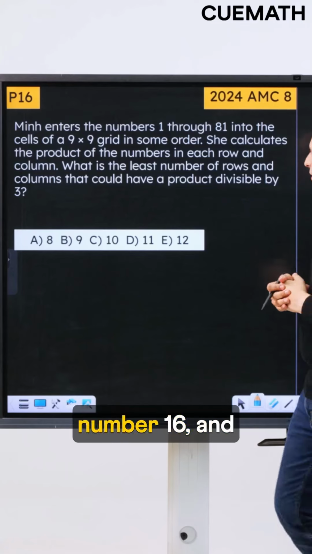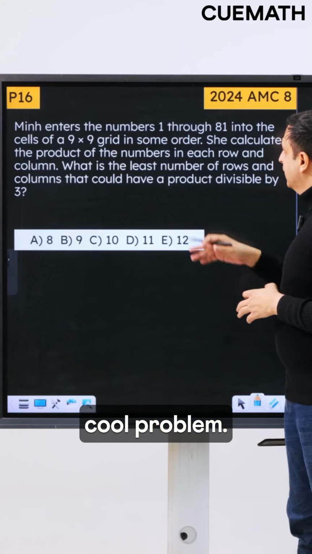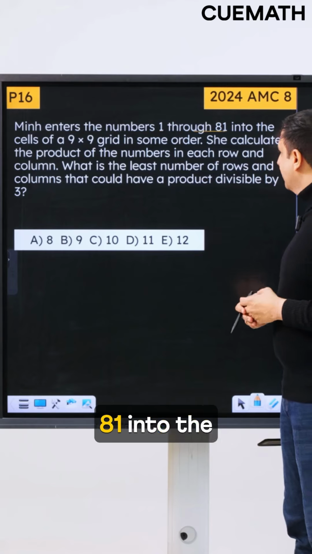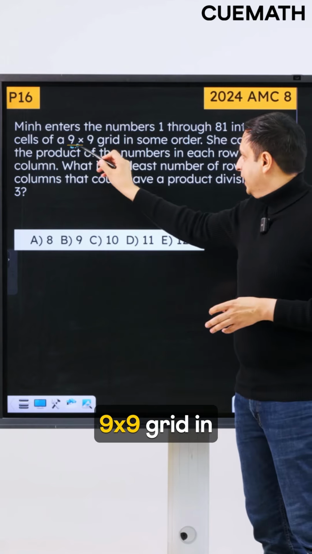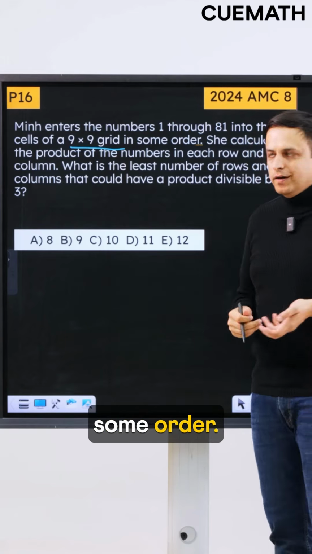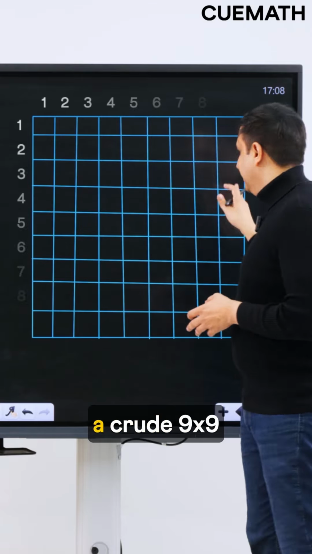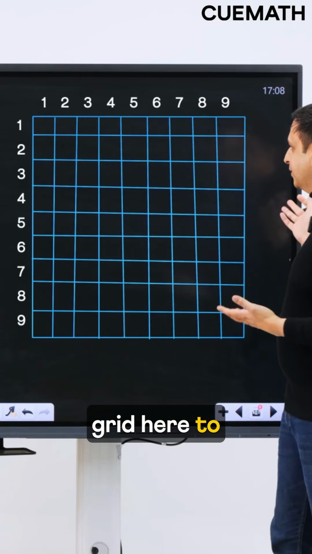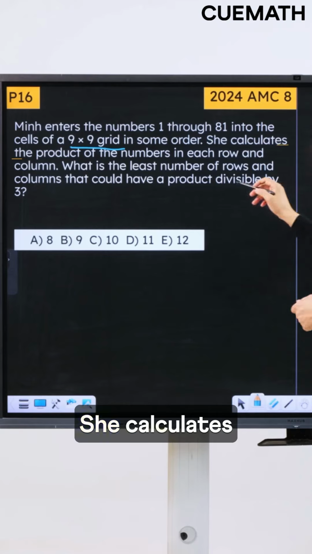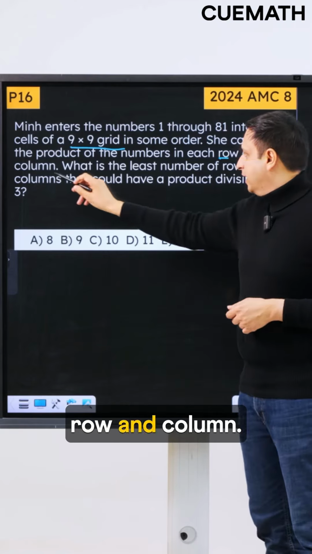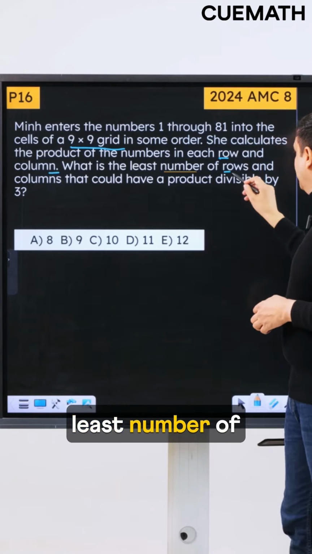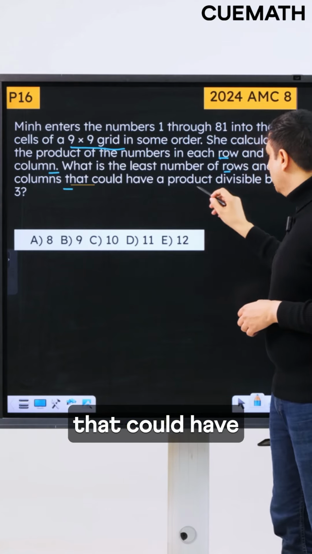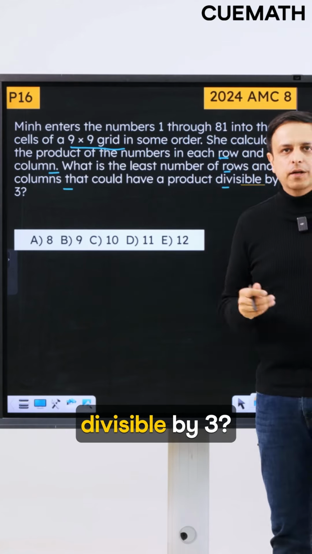Now here's problem number 16, and it's a really cool problem. Min enters the numbers 1 through 81 into the cells of a 9 cross 9 grid in some order. I've already drawn a crude 9 cross 9 grid here to help us solve the problem. She calculates the product of the numbers in each row and column. What is the least number of rows and columns that could have a product divisible by 3?